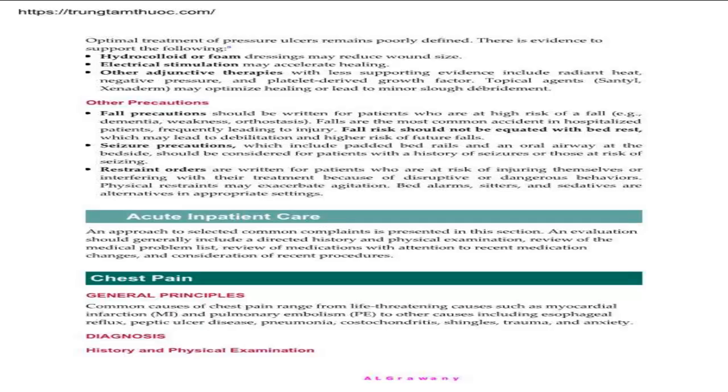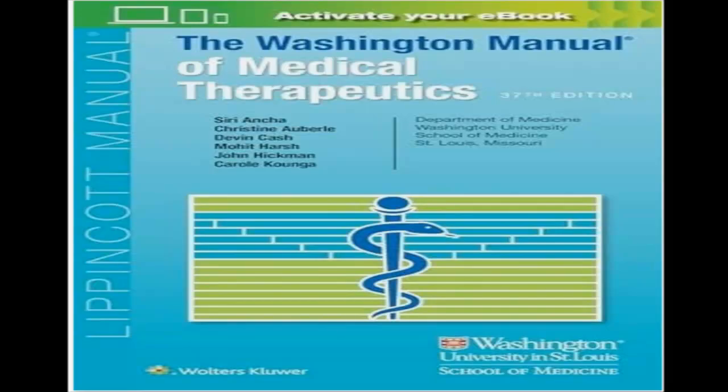Optimal treatment of pressure ulcers remains poorly defined. There is evidence to support the following: hydrocolloid or foam dressings may reduce wound size. Electrical stimulation may accelerate healing. Other adjunctive therapies with less supporting evidence include radiant heat, negative pressure, and platelet-derived growth factor. Topical agents may optimize healing or lead to minor slough debridement.